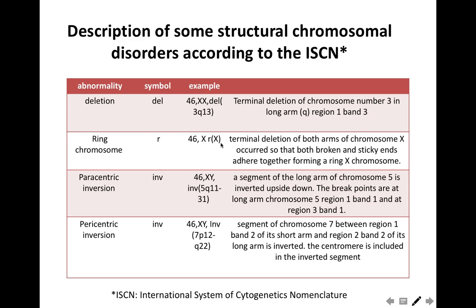Ring chromosome, which is another type of deletion, is given the symbol R, and if one of the two X chromosomes is a ring chromosome, this is written as 46,X,r(X), or sometimes it's written as XX and then comma RX.